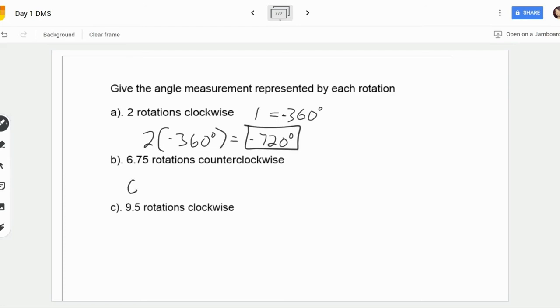Same thing here. This is going to be 6.75 rotations counterclockwise. So we know that one rotation is 360, not negative this time. And then 6.75 rotations, or 6.75 sets of 360, is just a multiplication. So calculate that. 6.75 times 360 is 2,430 degrees.